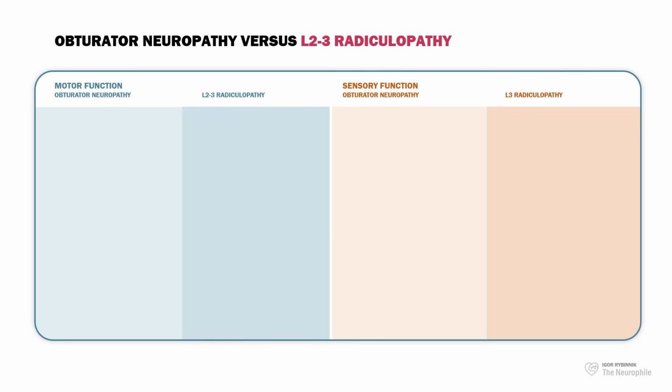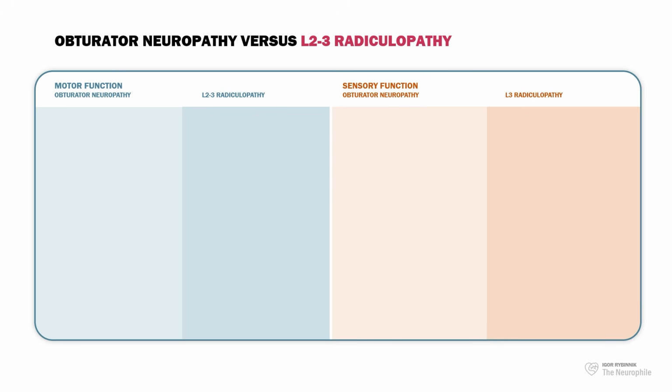Let's start by distinguishing obturator nerve injury from L2-L3 radiculopathy. The obturator nerve comes from anterior divisions of L2, L3, and L4. So naturally, there's going to be some overlap in function. Why do we have to tell them apart?